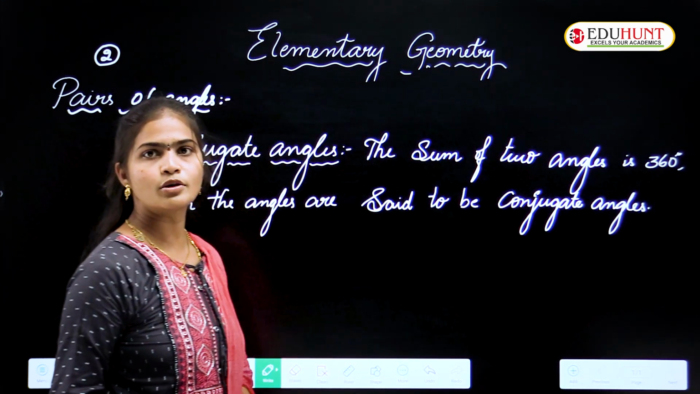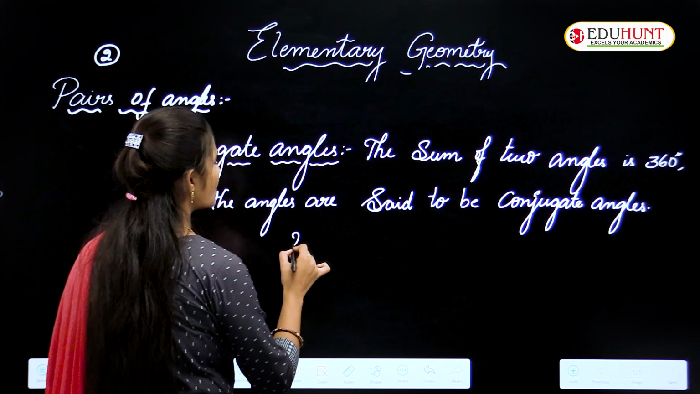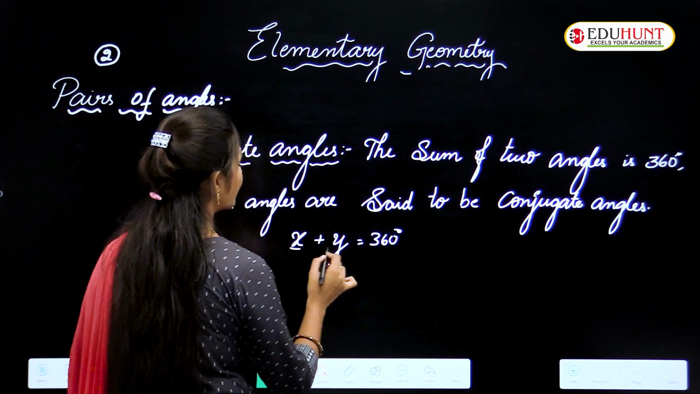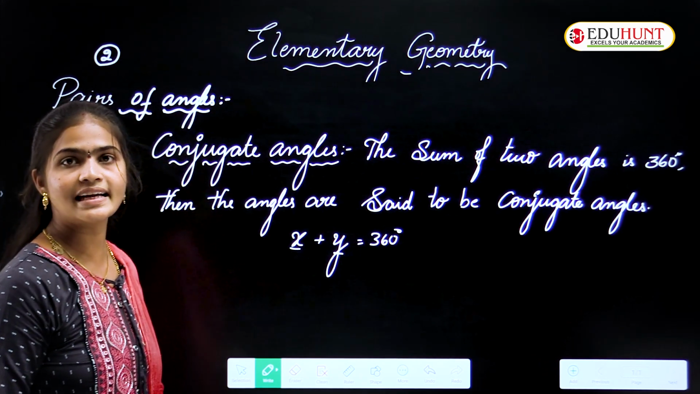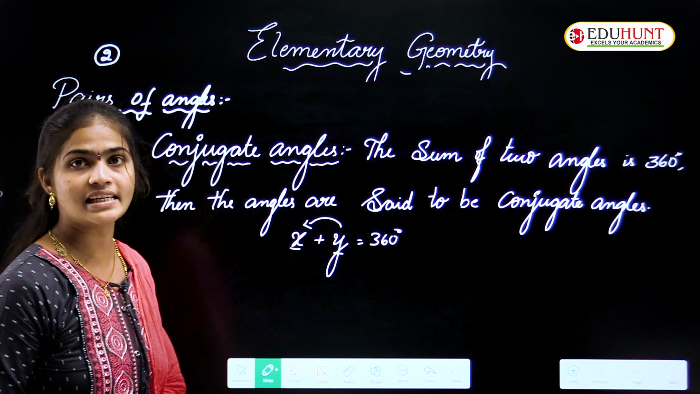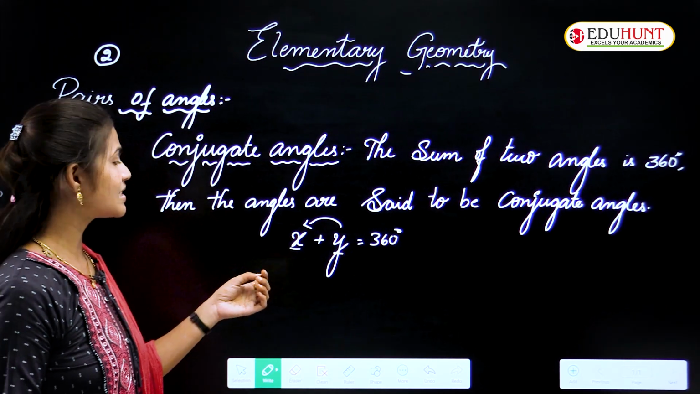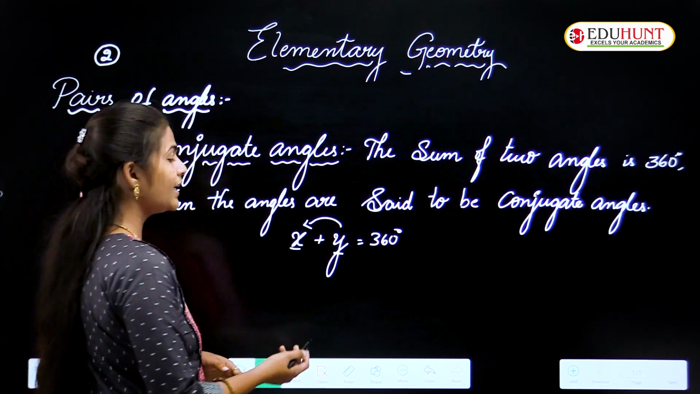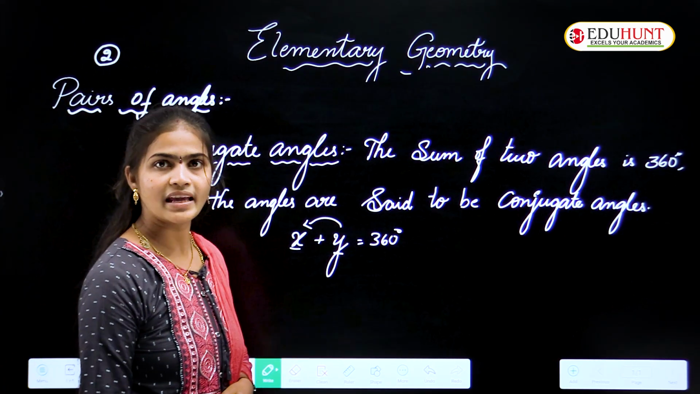Okay, then the angles are said to be conjugate angles when the sum of two angles is equal to 360 degrees. We will call those two angles conjugate angles, and each angle is conjugate to the other. X is a conjugate angle of y and y is a conjugate angle of x.